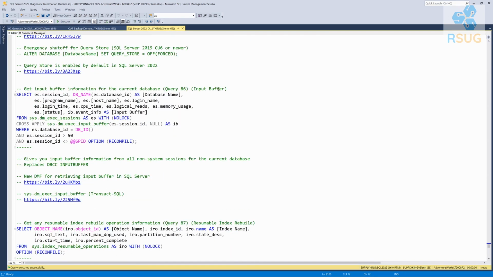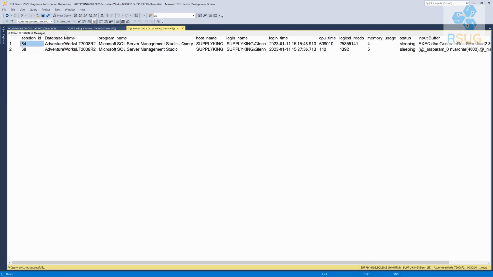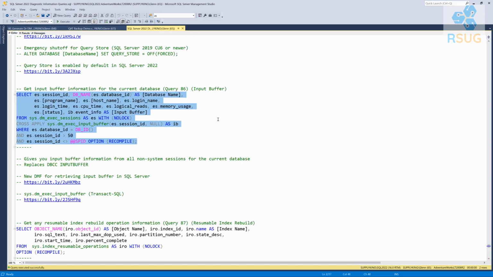So they added this back in, I think, 2017, but it shows you your input buffer for all your SPIDs. And it doesn't truncate it like DBCC input buffer does. So you can get the last command that is executed on that SPID and see some stats about each of your SPIDs. So that can be useful sometimes.